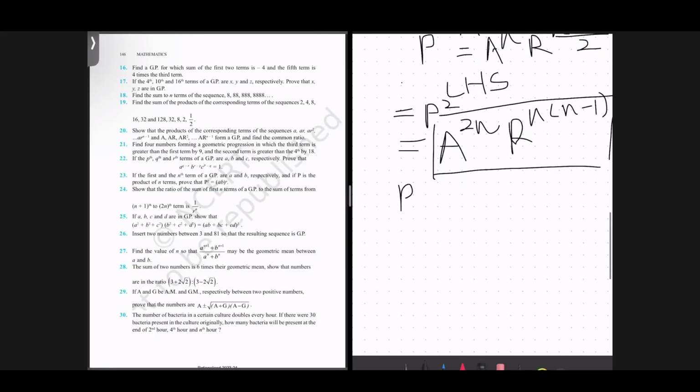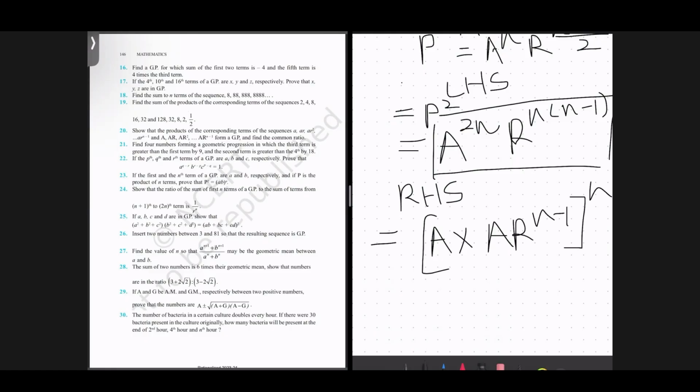Now for the RHS, you have a into b, the whole raised to the power n. So for the RHS, you have a, which is the first term of the GP. B has been given to us as the nth term of the GP, and that is going to be a r raised to the power n minus 1. This entire multiplication has been raised to the power n.